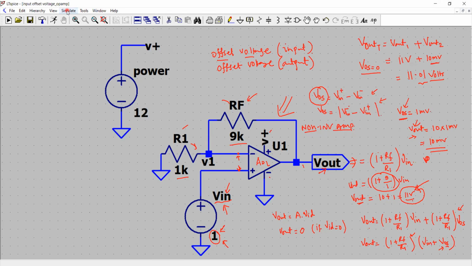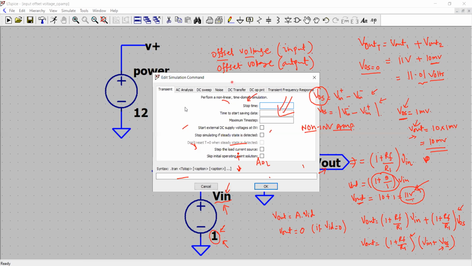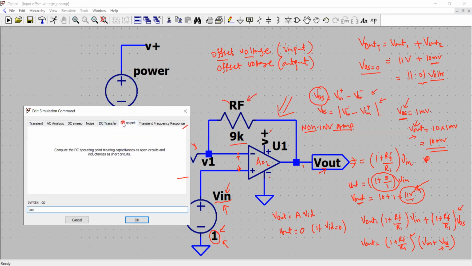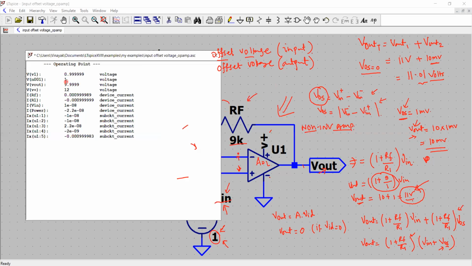So what I'll do, I'll click simulate, edit simulation command, and I would select DC operating point with a .op syntax. I will place it right over here. And now I can just click simulate. So I am having the output voltage of 9.999 volts, which is very close to the desired output of 10 volt.